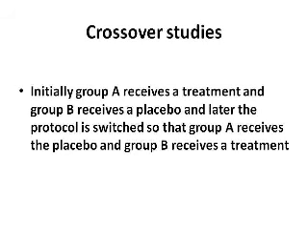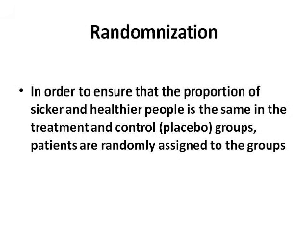Now, this gives you a little more chance to avoid biases, so that you make sure that those receiving the placebo later on are receiving the real drug, and vice versa, so that you're not subject to biases. Another way to avoid biases is randomization. This ensures that the proportion of sicker and healthier people is the same in the treatment and in the control or placebo groups. So patients are randomly assigned to groups. So randomization is another way to avoid biases.